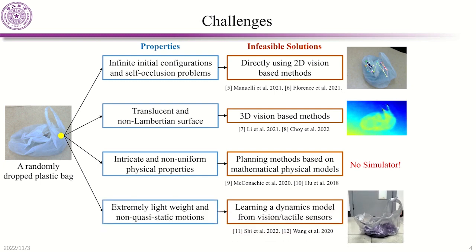And lastly, the extremely lightweight and non-quasi-static motions make it impossible to learn a dynamic model from vision or tactile sensors for the plastic bag. For example, the bag would gradually fall down with no external force. In summary, the challenges come from both representation and manipulation.